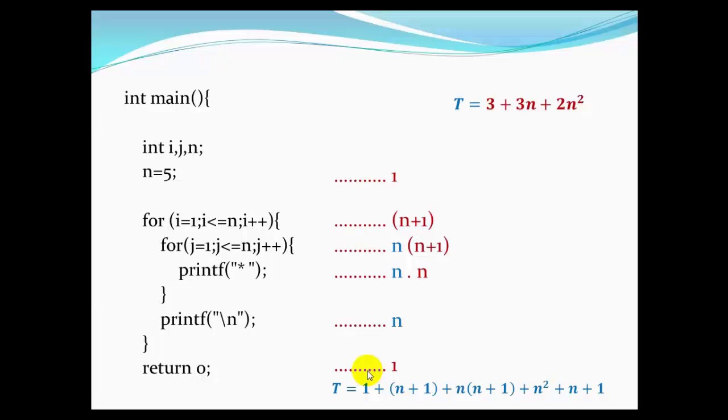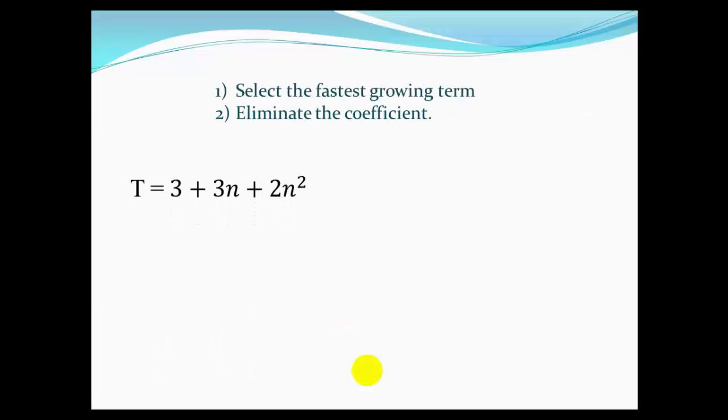Now we have to find the time complexity from this equation. So here is our equation. First, select the fastest growing term. Here the fastest growing term is 2n square. Now find the coefficient and eliminate it. After eliminating the coefficient we have n square. So the time complexity of this code is O of n square.